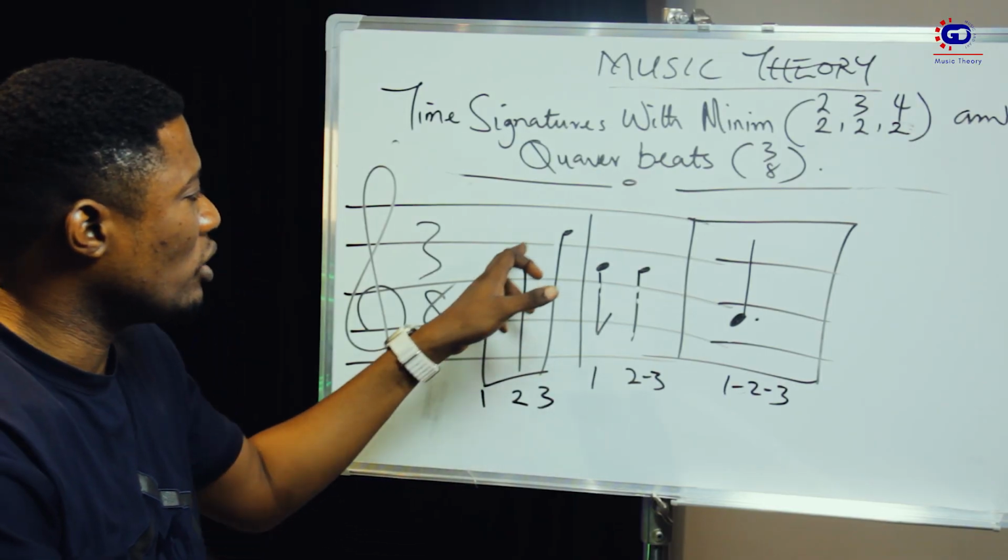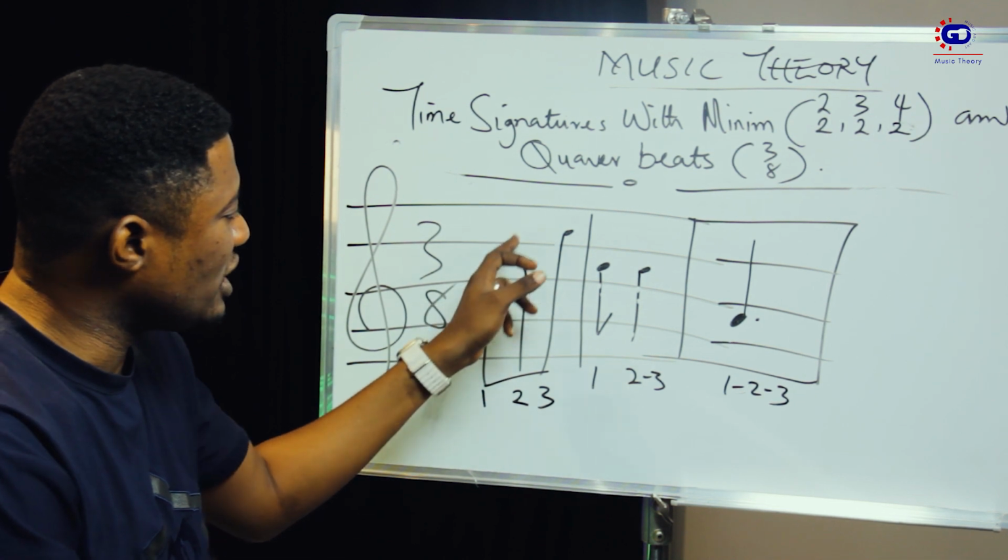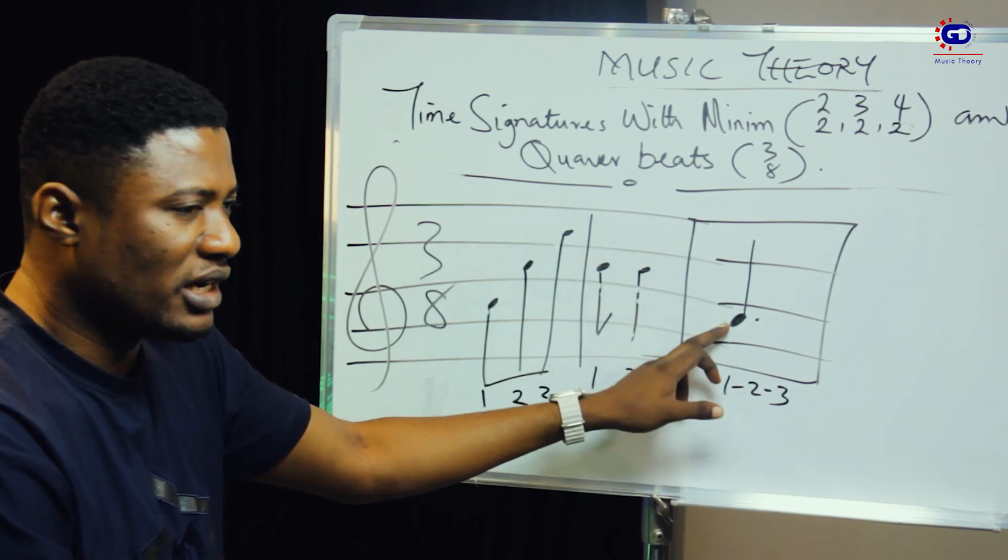This is one beat, this is one beat, this is one beat. You already know your lines and spaces. So this is A, C, E, C, C, A.